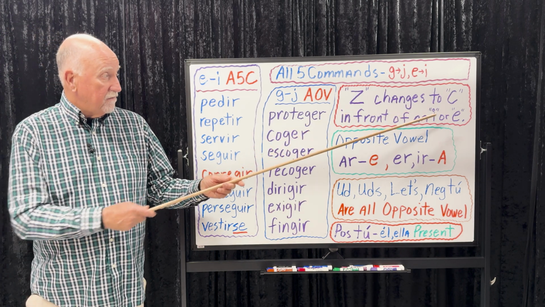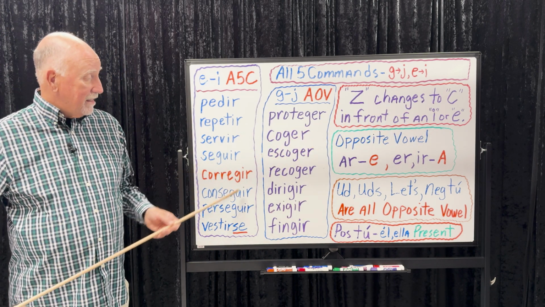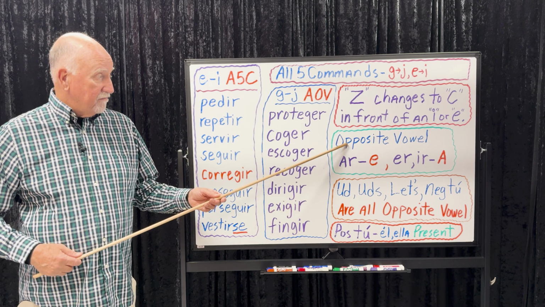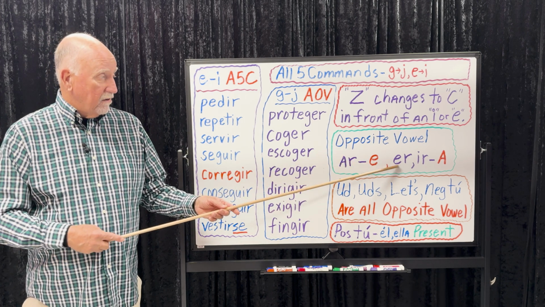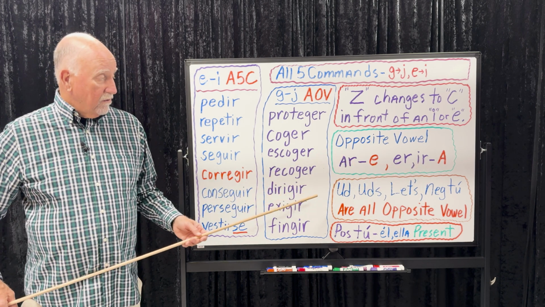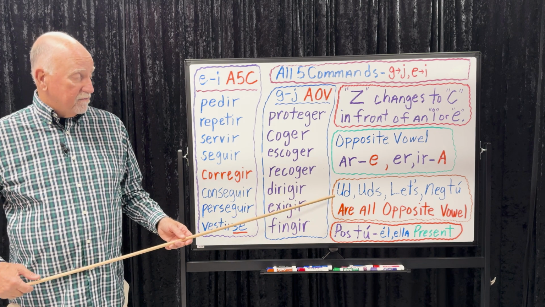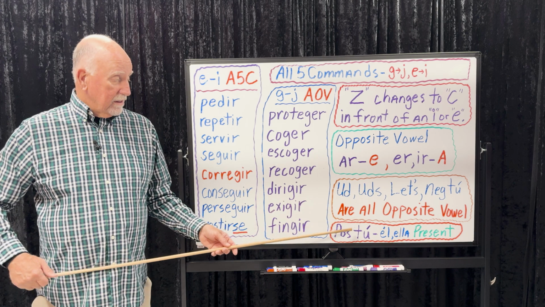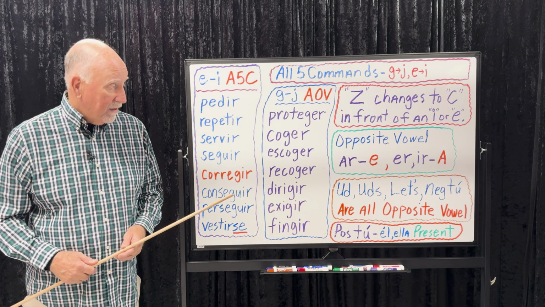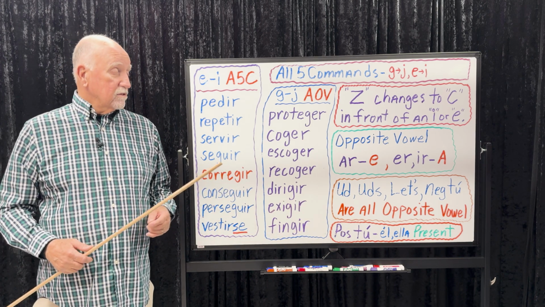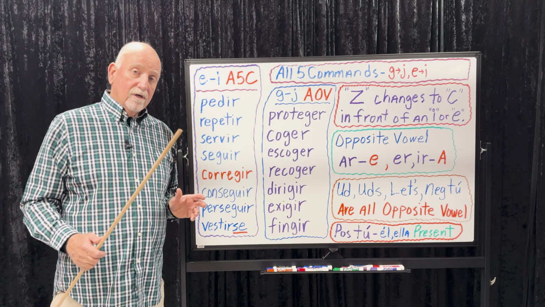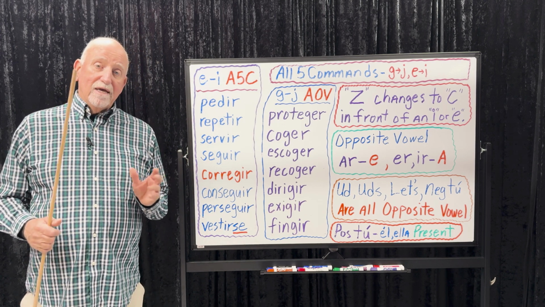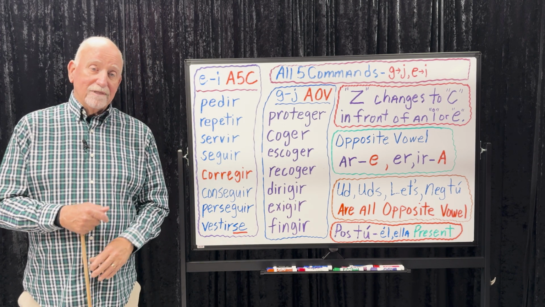So what do we have here? Z changes to C in front of an I or an E. We didn't have any cases of that here. We know the opposite vowel for AR verbs is E. For ER and IR verbs, it's A. And we know that 4 of the 5 commands are opposite vowel: the usted, ustedes, the let's, and the negative 2. We know that the positive 2 command is regular vowel. So that's today's lesson for all 5 commands. We've got a few more to go with commands, but that's it for now.